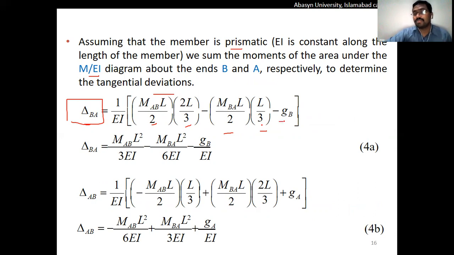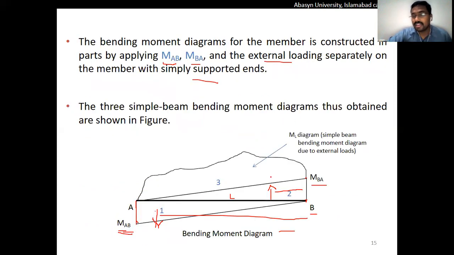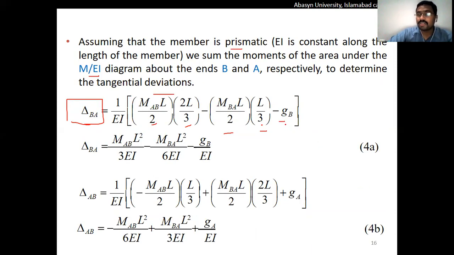Again, the area under the diagram due to applied loading is in the clockwise direction. Considering from point B, it will be considered negative, and its value can be called minus GB, because we do not know the exact value of the moment due to external applied loads. That's why we call this GB. Once we simplify these equations, after taking the LCM and multiplying the different terms, we get MAB into L square.